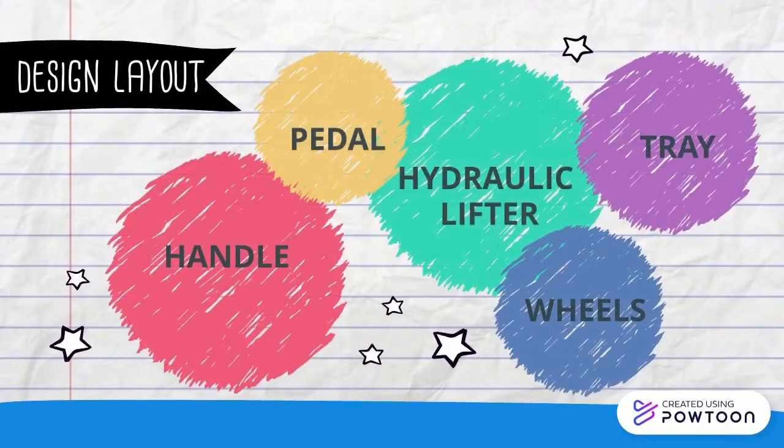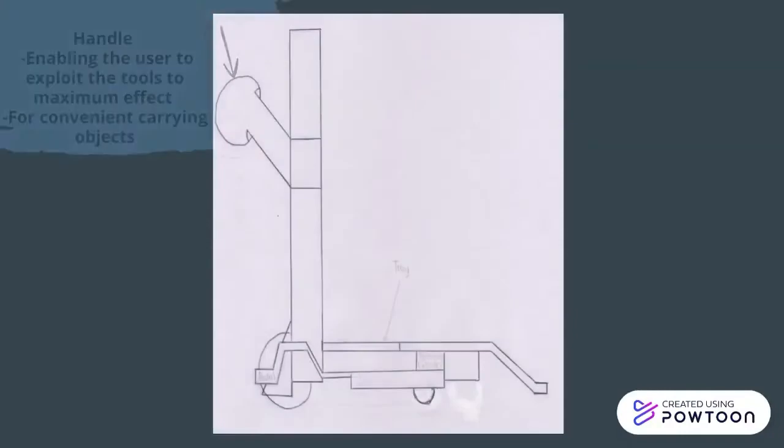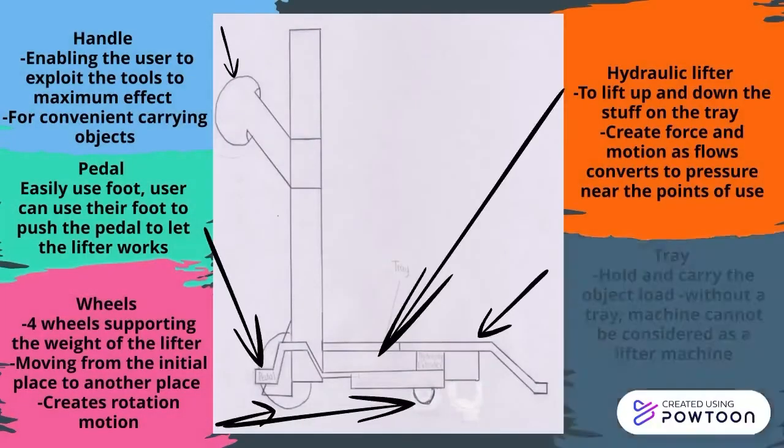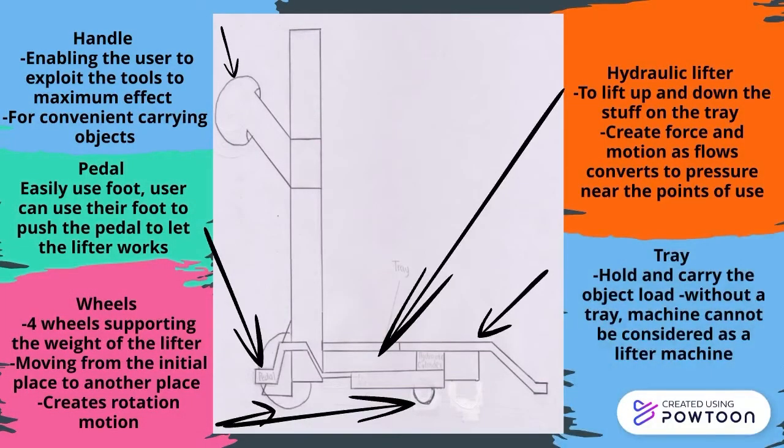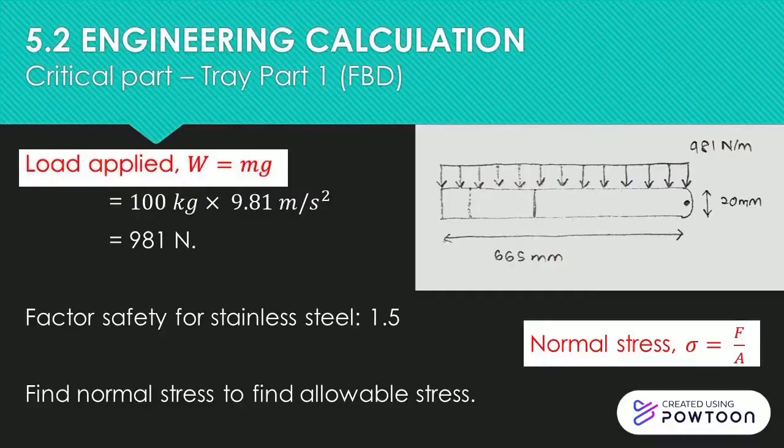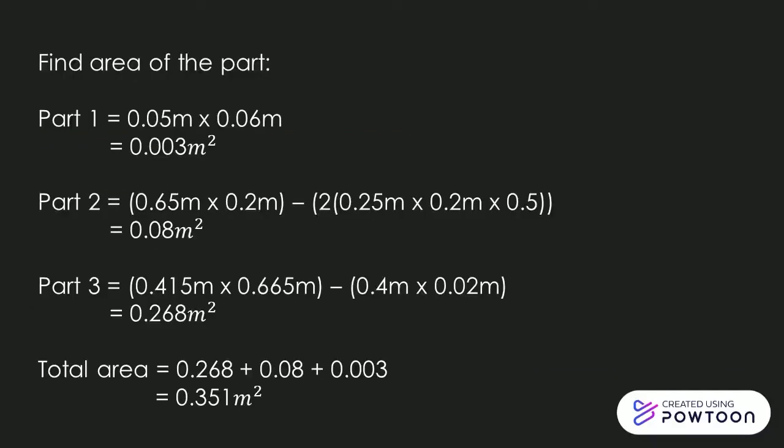As for the design layout, there are 5 main parts, which are handle, tray, pedal, wheels and hydraulic lifter. This is our design layout from the side view. The calculation on the critical part is on the tray part. We need to look for the load applied and normal stress in order to find allowable stress.